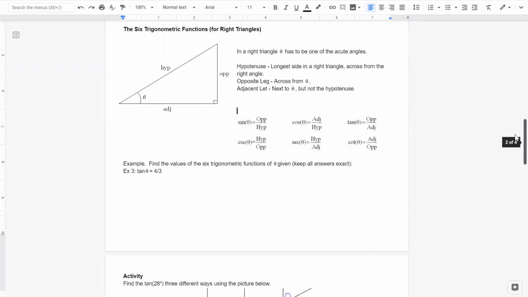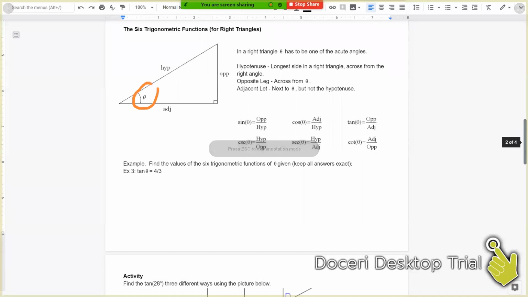Now let's look at different trig functions. So in a right triangle, theta is one of the acute angles. Theta is something we're going to talk about a lot. It's just a Greek letter. It looks like a circle with a belt on it, and it's used to represent angles that we don't know.